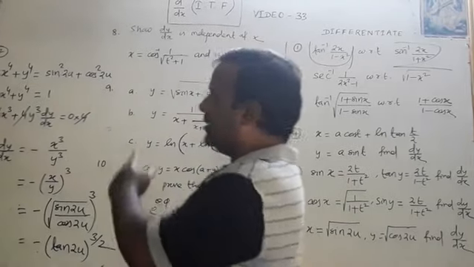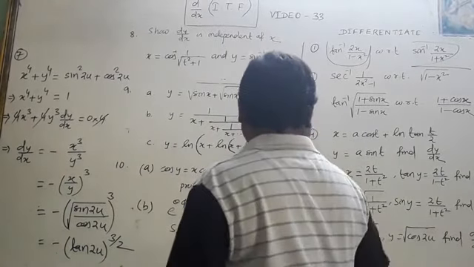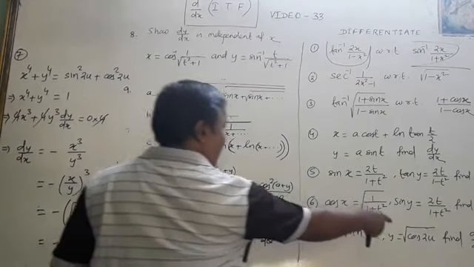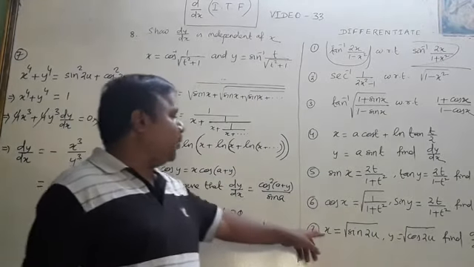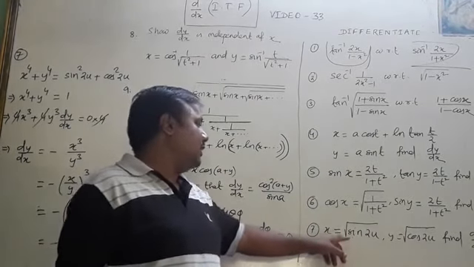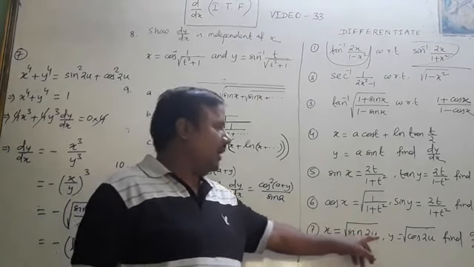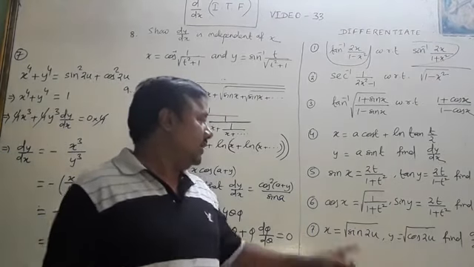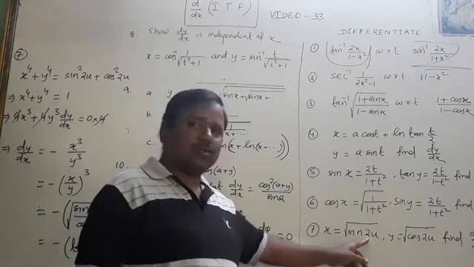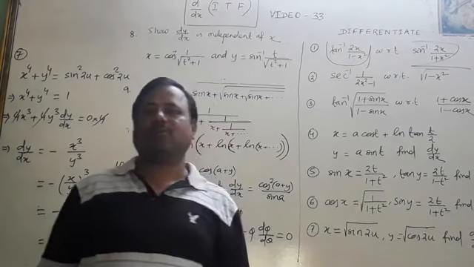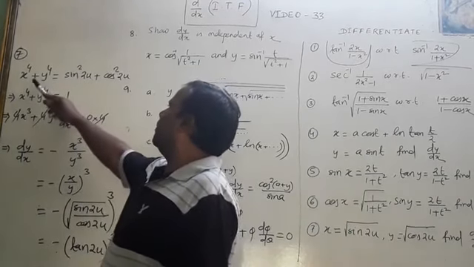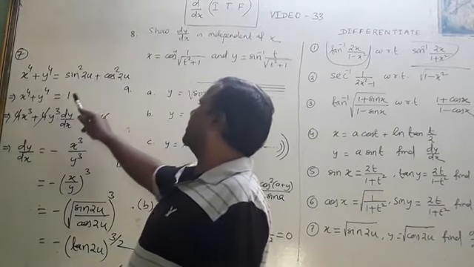लेकिन हेलीकॉप्टर शॉट कैसे होता है? Look at here. This is x, this is y. So take x fourth. It is sine square 2u naturally, and y fourth is cos square 2u. And now add them. x fourth plus y fourth is equal to 1.